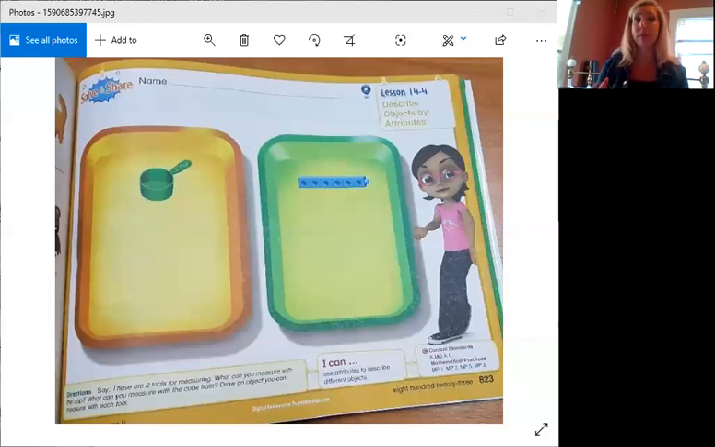we would say more or less. You can have more water or less water, right? So good job, everyone. You're doing great. Go ahead and put your name on your paper and we will get started.